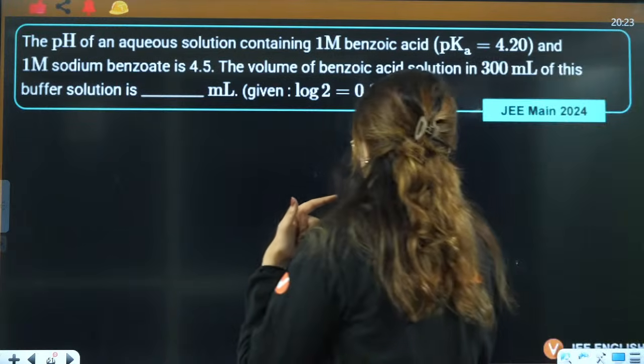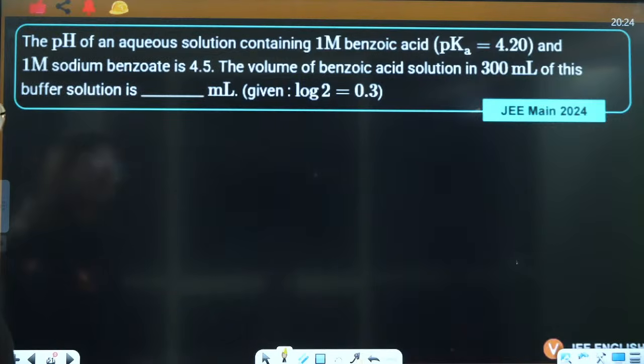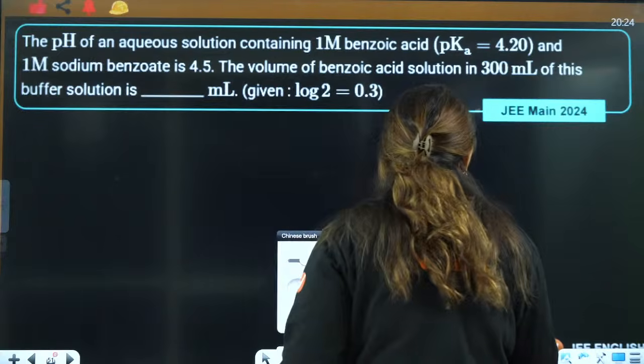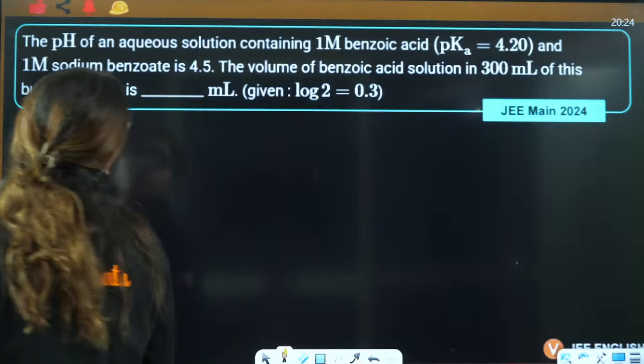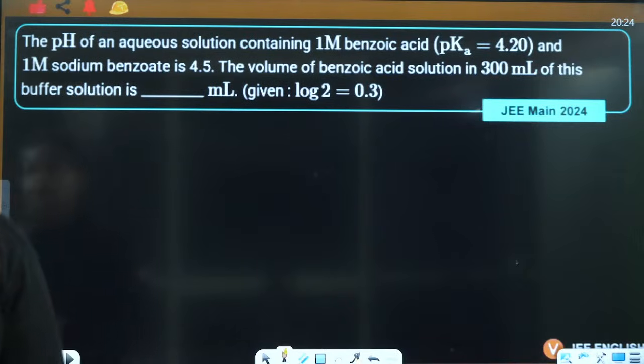How much benzoic acid is there in 300 milliliter of this buffer solution? Right, so what you have to calculate is the concentrations, right? From there you will calculate it. Okay, chalo, let's see that. Ready, everybody? Tell me, everyone in the chat box, if you're ready for that. Right?